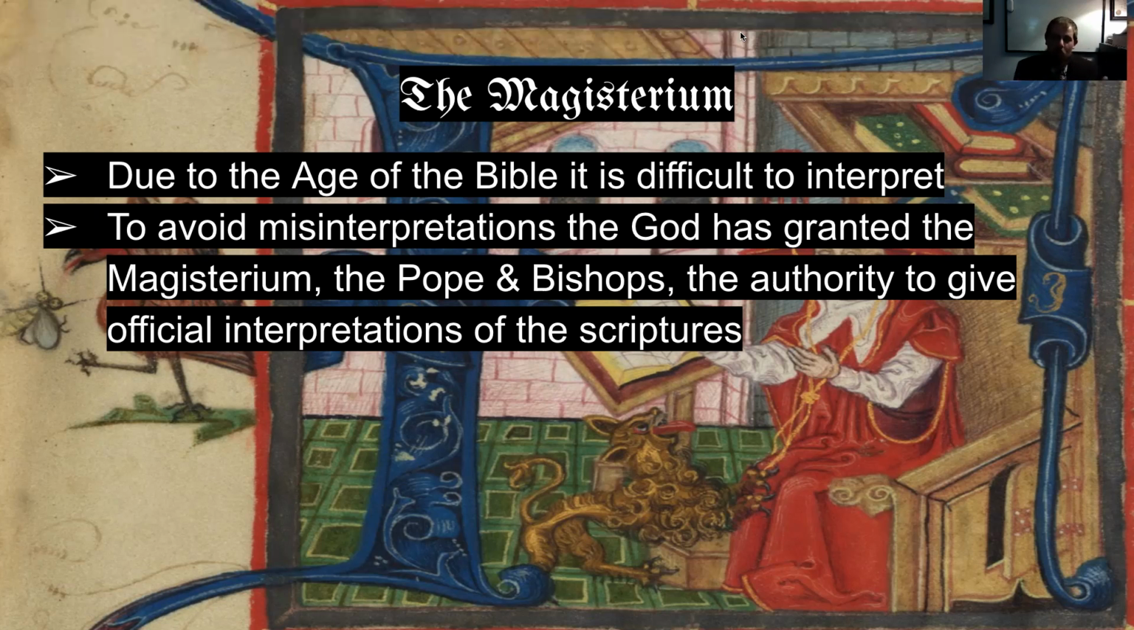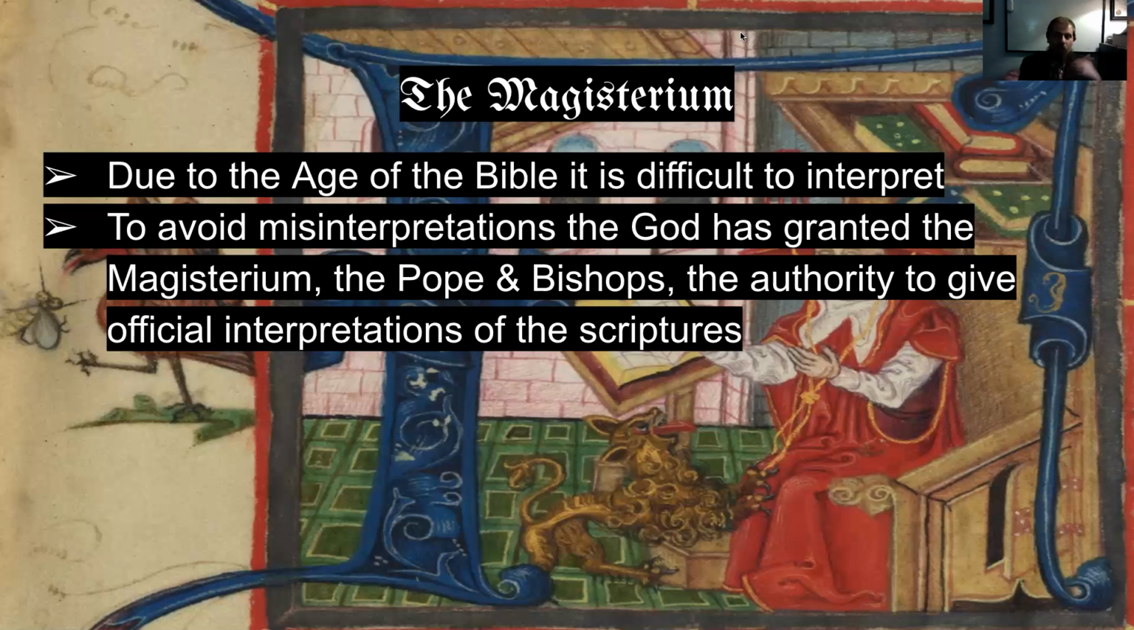So to help avoid misinterpretations, God has granted to the magisterium, that is to say the popes and the bishops, the authority to give official interpretations of the Scriptures. This is why we as Catholics have the magisterium, because every so often you'll hear, especially from our Protestant brothers and sisters, well, why do you have to listen to the Pope's interpretation on the Bible? Why don't you just read it for yourself? Why don't you just think for yourself? It's not that we're not thinking for ourselves. What you're looking at is an incredibly ancient document that we're dealing with.